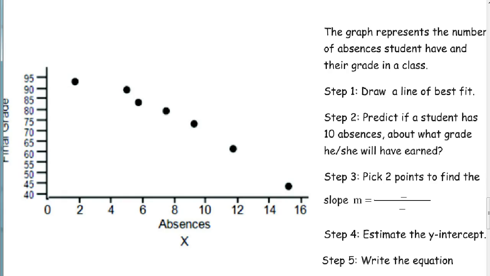Use a straight line. Yeah, I think I'll go with that right there. That's pretty close to all the points. Yours might be slightly different. That's okay.